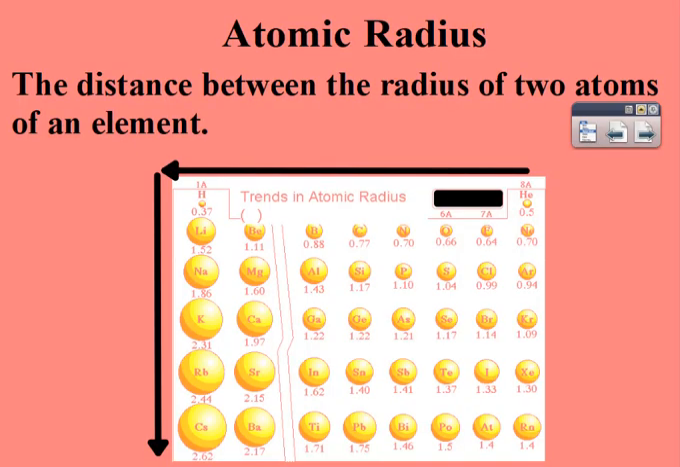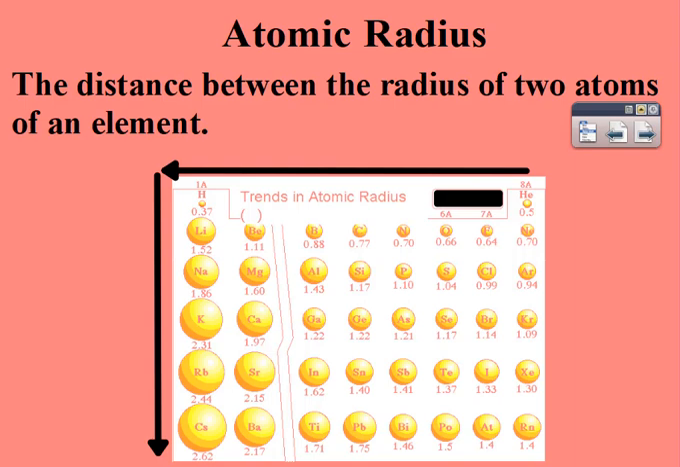Atomic radius is the distance between the nuclei of 2 atoms of an element. They have to measure the distance between 2 atoms of an element because the outer edge of the element is undefined. So radius is still the same as radius has always been. It's how big is the atom. For the trend, it's going to increase as you go left and down.